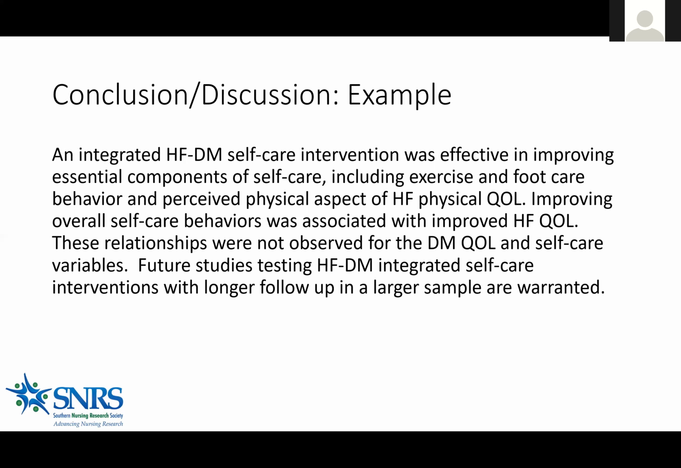So here's an example. This is from the results we just looked at on the self-care. An integrated heart failure diabetes self-care intervention was effective in improving essential components of self-care, including exercise and foot care behavior and perceived physical aspects of heart failure physical quality of life. So I summarized what those results were in words instead of just looking at numbers. Improving overall self-care behaviors were associated with improved heart failure quality of life, but these relationships were not observed for the diabetes variables. So that summarized what the study found.